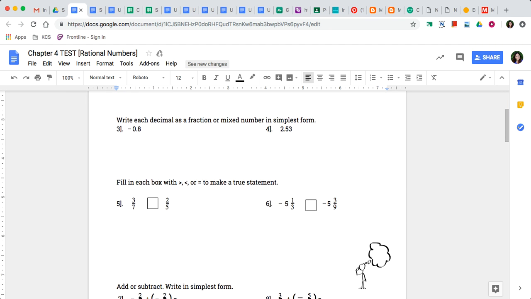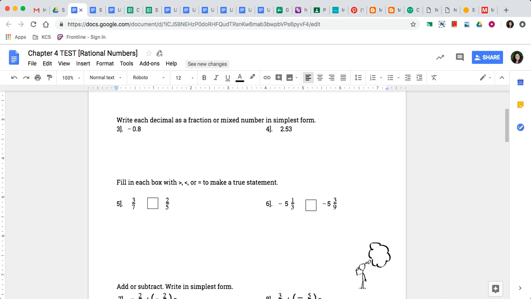Okay, number 3, write each decimal as a fraction or mixed number in simplest form. Number 3 is -8/10. Number 4, 2.53/100. Make sure you write it in simplest form.